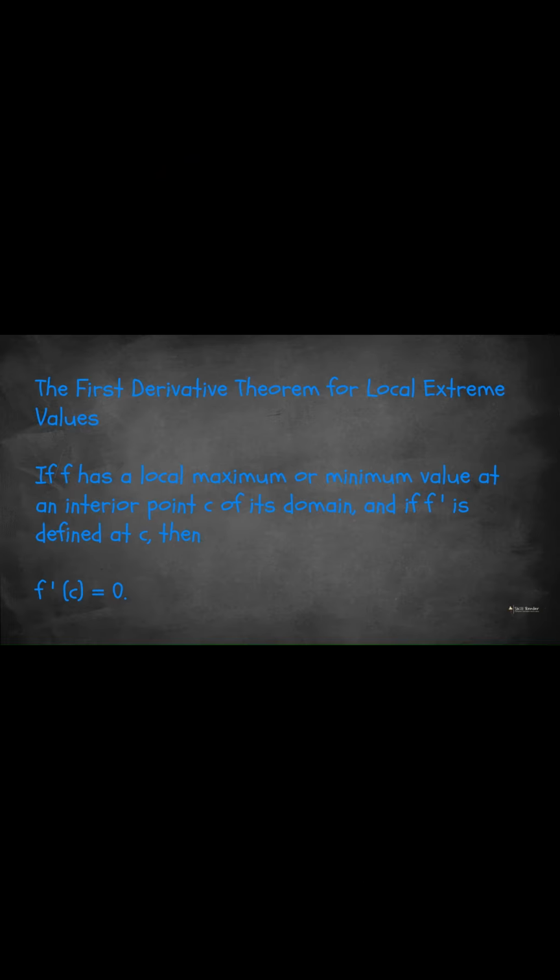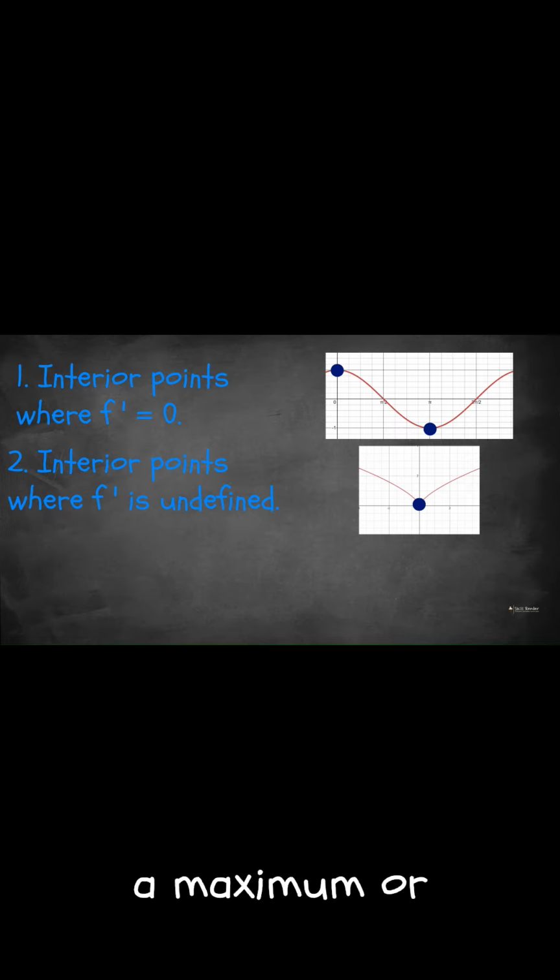1. Interior points where f prime equals 0. This can be located visually when the graph changes from positive to negative slope, or vice versa. 2. Interior points where f prime is undefined. This can be located visually when the graph has a maximum or minimum but not a derivative of 0, or a spike in change in slope.